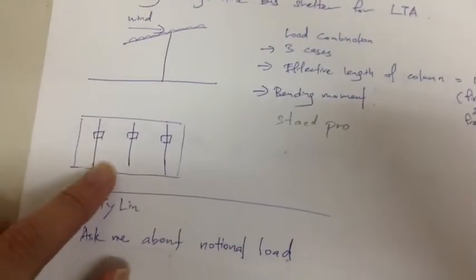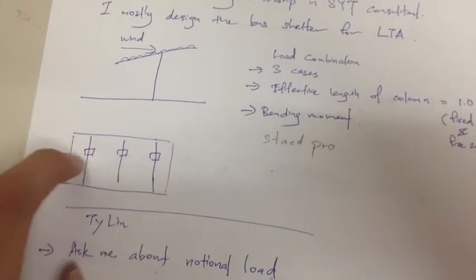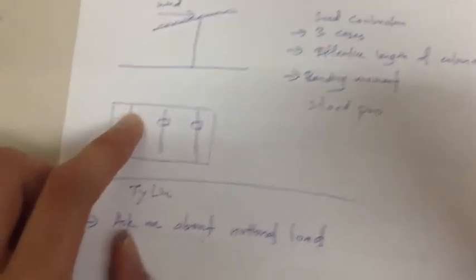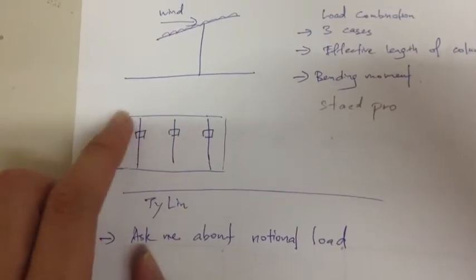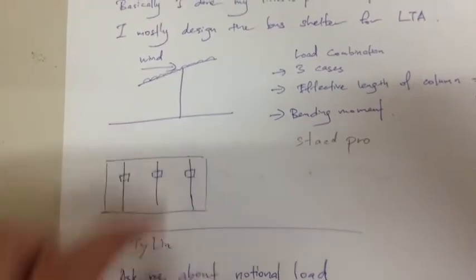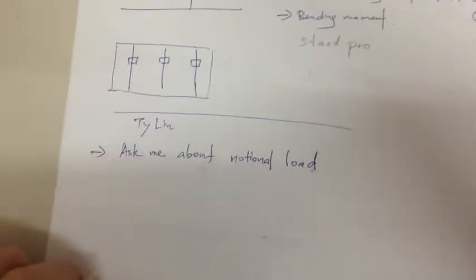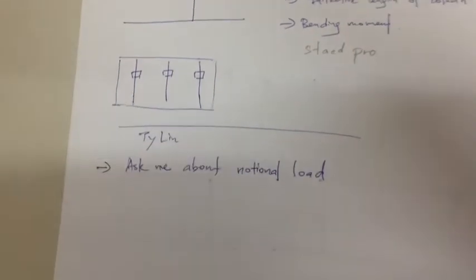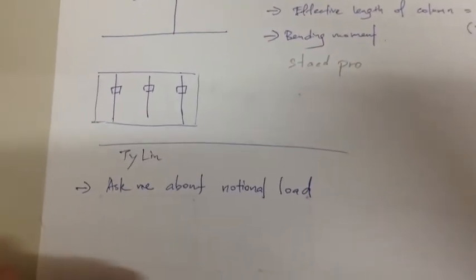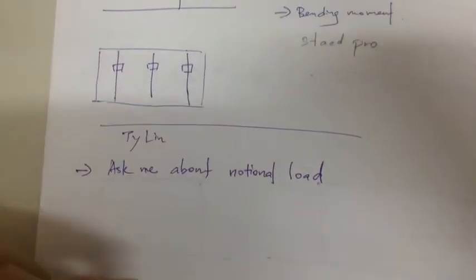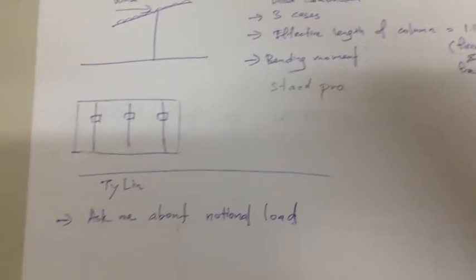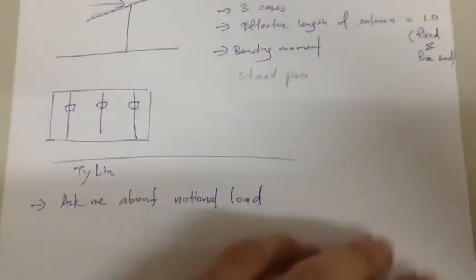You can see these are the columns, and they transfer the load. This is the roof. They transfer the load to the beam, and then the beam will transfer the load to the column, as shown above. In Tiwali, they asked me more or less the same thing, but one thing I would like to mention is that he asked me about notional load. Notional load is something quite new, and if you really need to know, you have to go and find out about it.